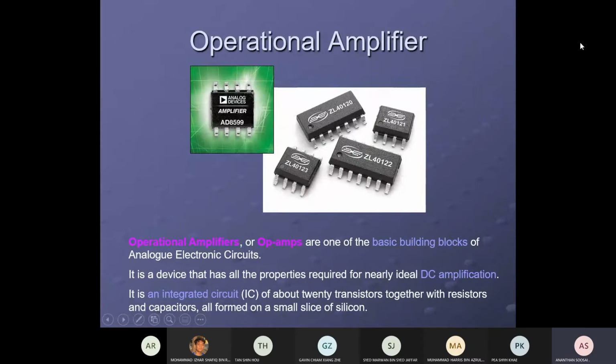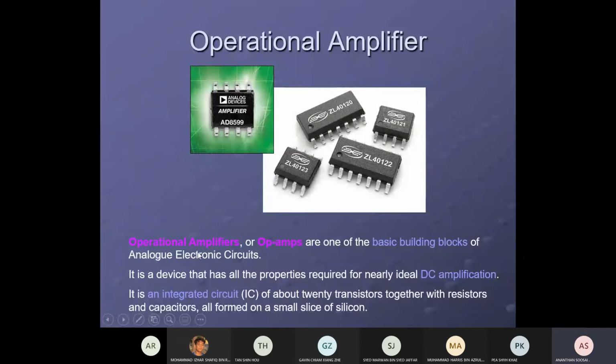Okay. The operational amplifier is actually a chip, an integrated circuit like an IC. I think one amplifier's size will be maybe 50% of a 5-cent or 10-cent coin. It's called an operational amplifier.